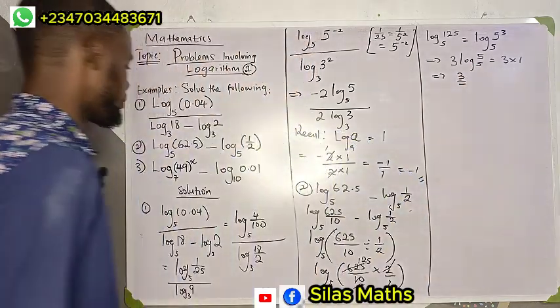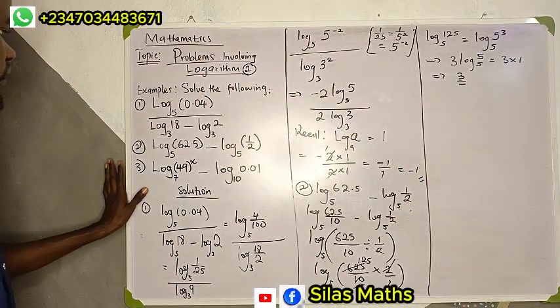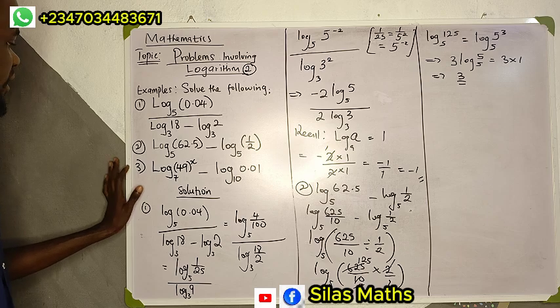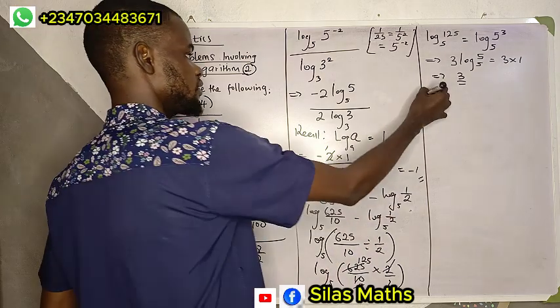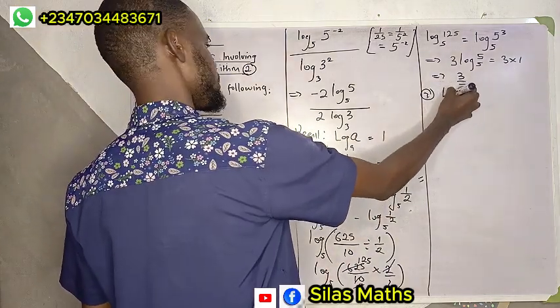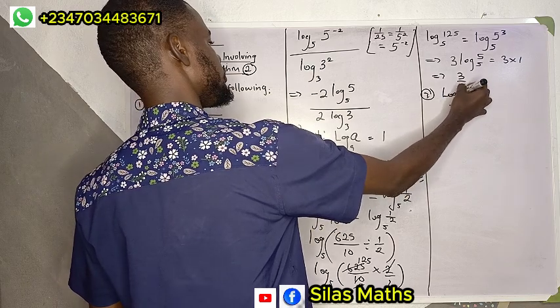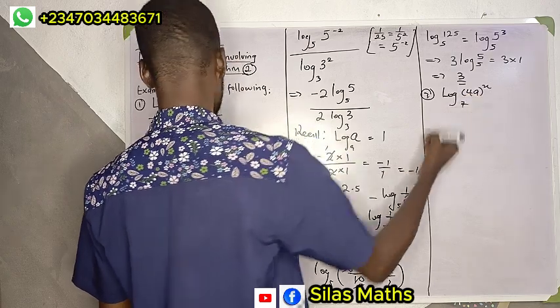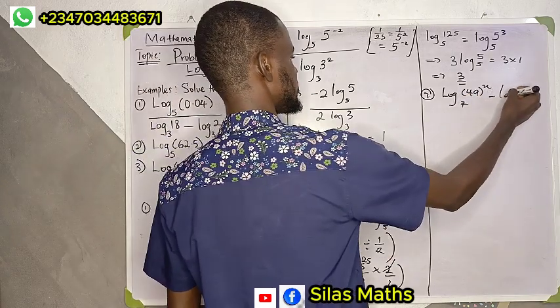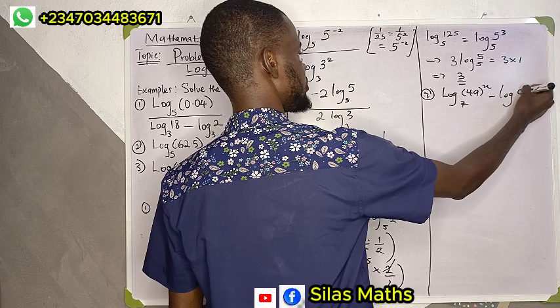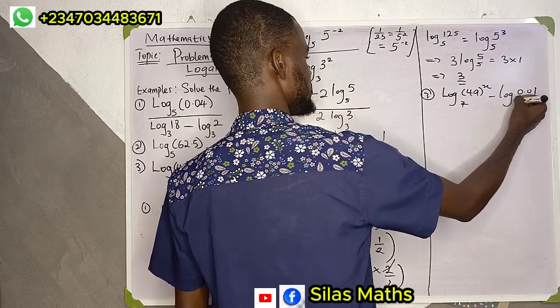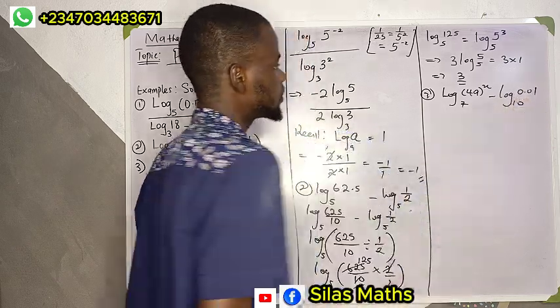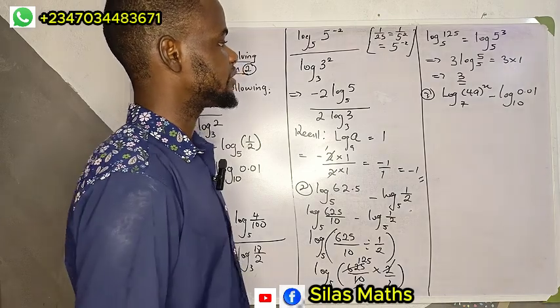3 for number 2. So let's quickly jump into number 3. Number 3, I have this question. I have logarithm of 49 all to the power of x base 7 minus logarithm of 0.01 base 10. So we'll simplify further.